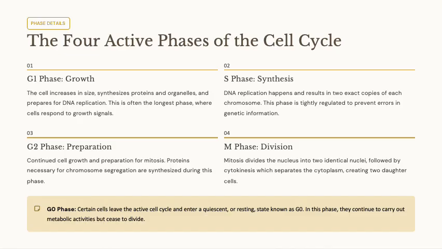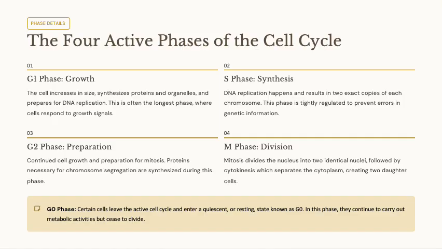Now let's talk about the four active phases of the cell cycle. The four active phases of the cell cycle are G1, S, G2, and M phase. During the G1 phase, the cell increases in size, synthesizes proteins, and produces organelles necessary for normal function. This phase is especially important because the cell responds to external growth signals and decides whether to continue dividing.